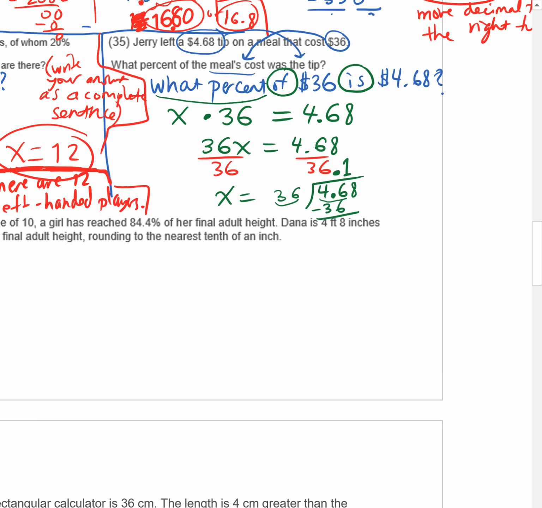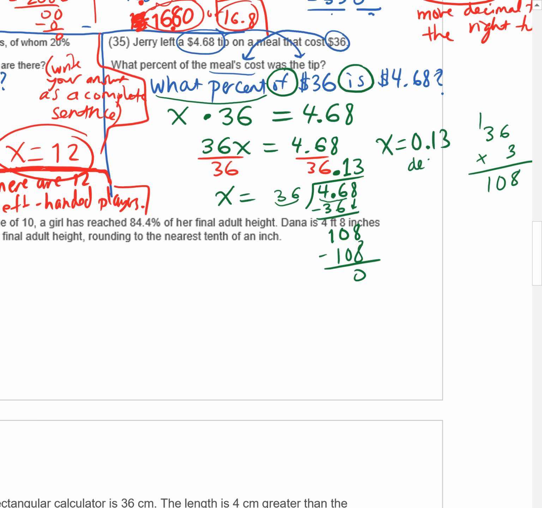1 times 36 is 36. If I subtract, I'm left with 10. If I move the 8 down, now I'm dividing 36 into 108. That's maybe 3. Let's try that. Yeah, okay, good. 36 times 3 is exactly 108. Perfect. Alright, so that must mean x is 0.13.